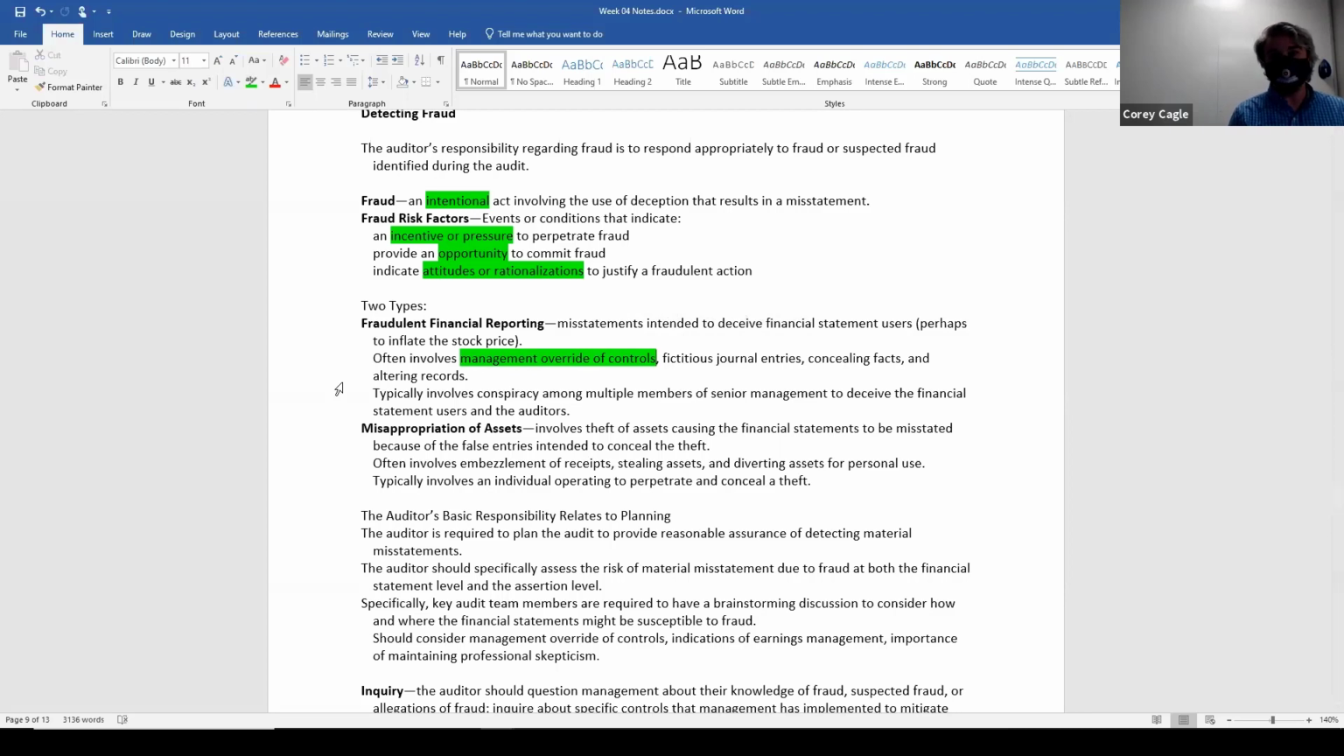Misappropriation of assets is just stealing stuff. Usually you got lower level people doing that, and that bothers us as auditors because they're stealing assets, inventory perhaps, that the company thinks they have. So what? Inventory is overstated, right? Inventory is on the books, but the inventory doesn't exist. And whatever else assets. So embezzlement, stealing, converting assets for personal use, that kind of thing.